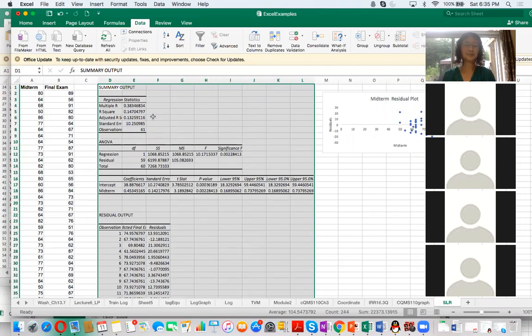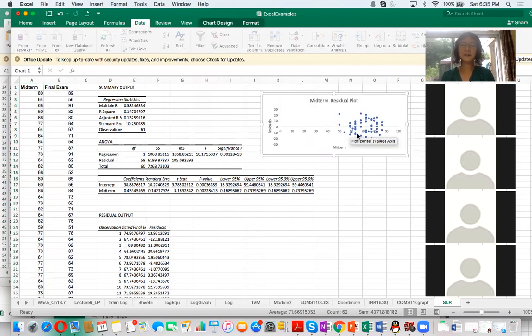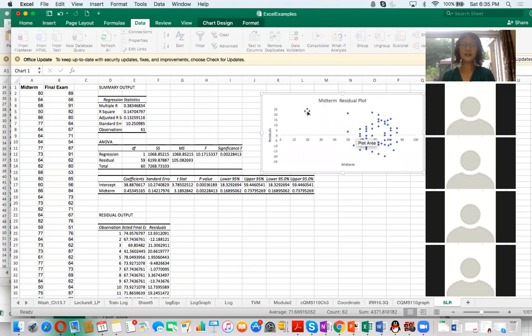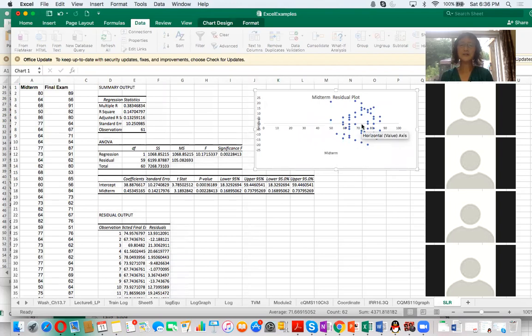Remember I asked the question, is there a linear relationship between final exam and midterm? So let's answer this question by graph, okay? So this is the residual graph. If you see the residual graph spread all over the place, there is no pattern, that is a good residual plot. That means the linear assumption is met. It means there might be a linear relationship between final exam and the midterm, okay?